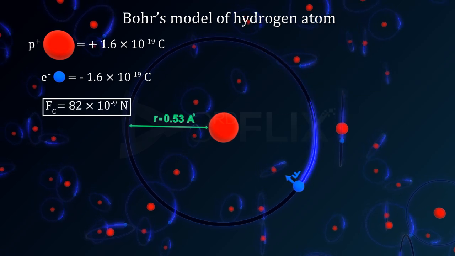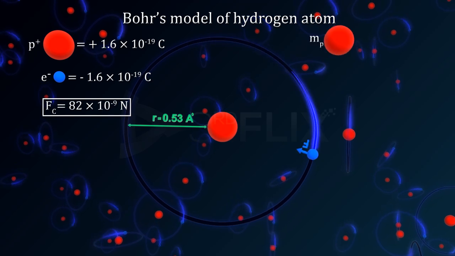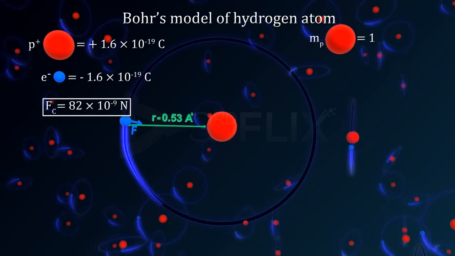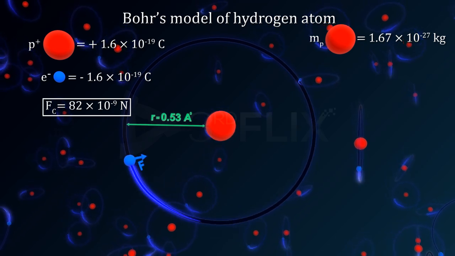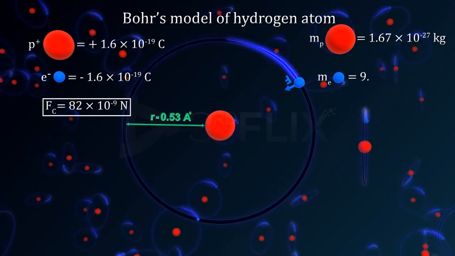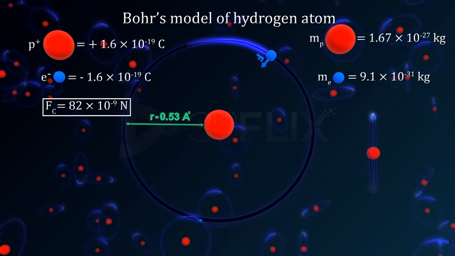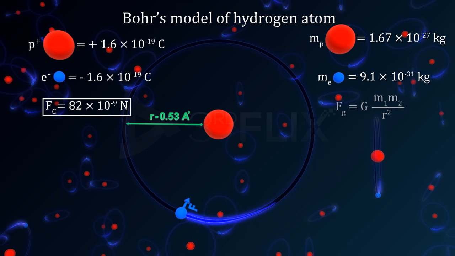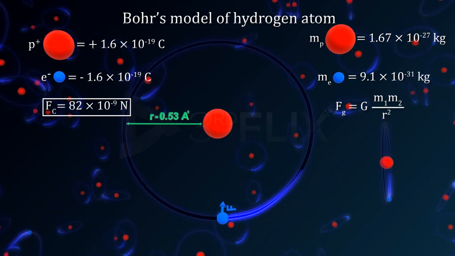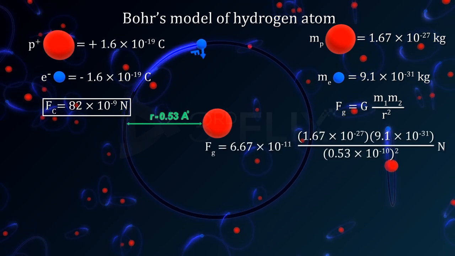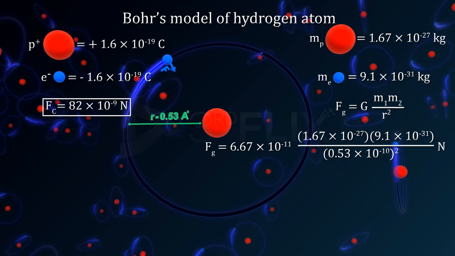Let us compare this electric force with the gravitational force that exists between them. Mass of the proton is 1.6 into 10 power minus 27 kilograms and mass of the electron is 9.1 into 10 power minus 31 kilograms. From Newton's universal law of gravitation, the gravitational force between the particles is gravitational constant into mass of the proton into mass of the electron divided by square of the distance between them.